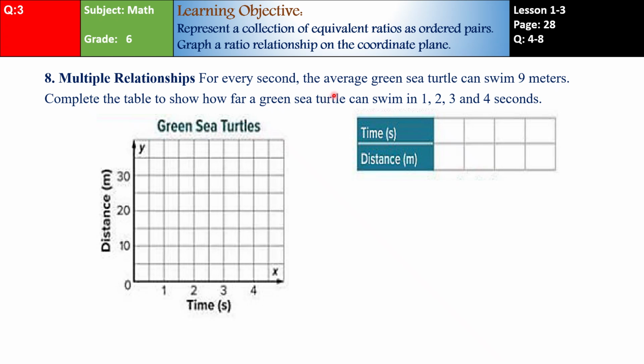For every second, the average green sea turtle can swim 9 meters. Complete the table to show how far a green sea turtle can swim in 1, 2, 3 and 4 seconds. So the times are given: 1, 2, 3 and 4. So 1 times 9 is 9, 2 times 9 is 18, 3 times 9 is 27 and 4 times 9 is 36. Now graph them. So this is how you can complete the table and graph it.